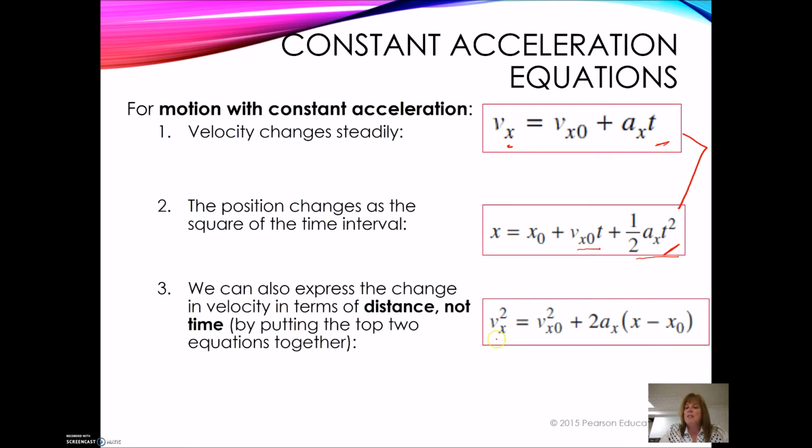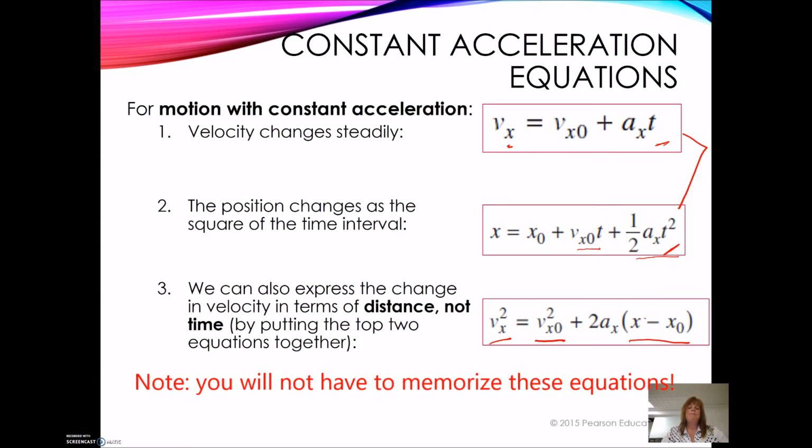equation. This says that the final velocity squared is equal to the initial velocity squared plus 2 times the acceleration times the change in position. So final minus initial position. So those are my three equations of motion. And anytime we are solving problems mathematically in kinematics, we will be using these equations.